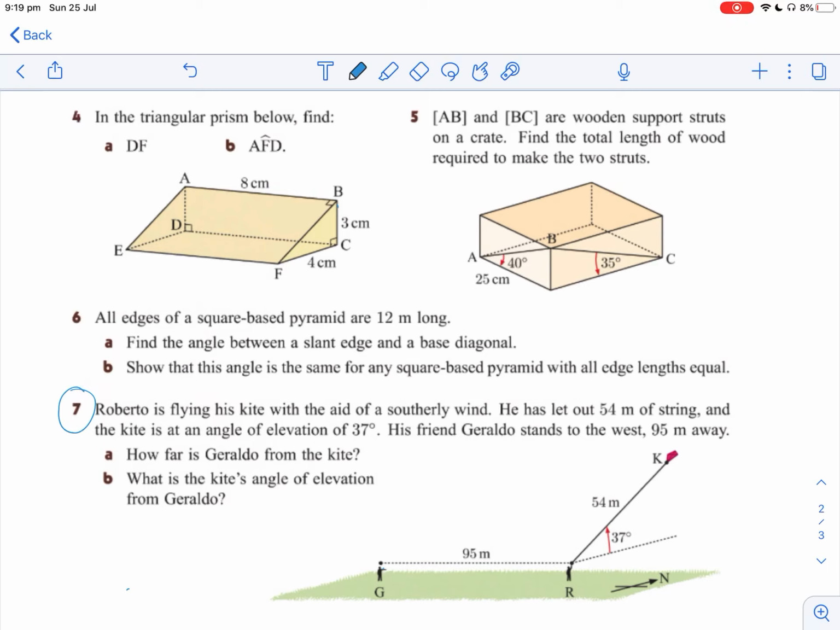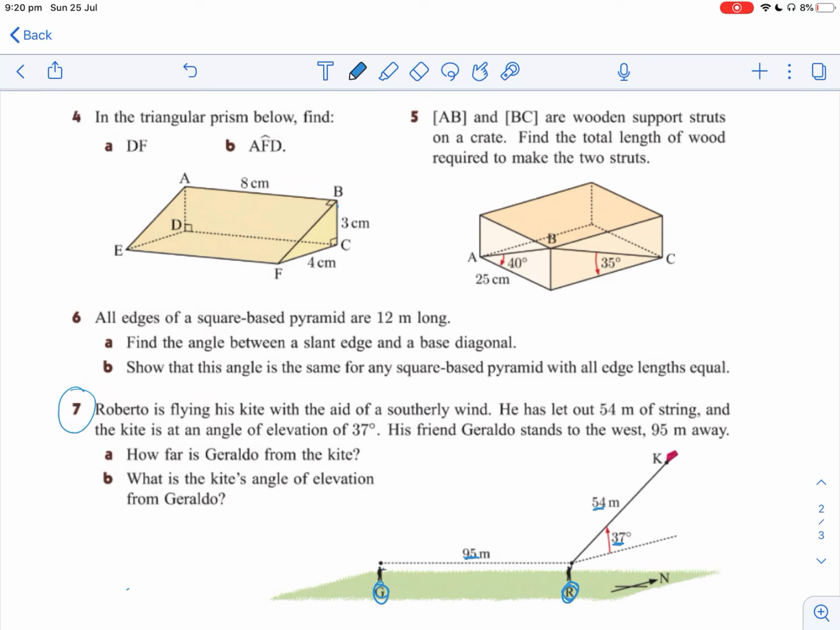Roberto is flying his kite, so you can see him here, with the aid of a southerly wind. He lets out 54 meters of string and the kite is at an angle of elevation of 37 degrees. His friend Geraldo stands to the west, 95 meters away. So that's him here. The first question says, how far is Geraldo from the kite?